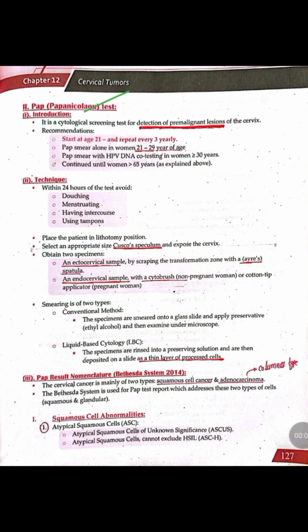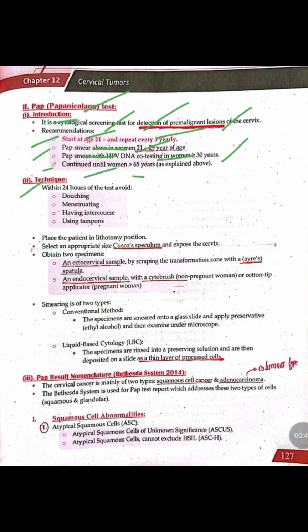So Pap smear is a cytological screening test, and it is done for the detection of pre-malignant lesions of the cervix. The recommended age for the Pap smear is 21 years. So this test should be started at the age of 21 years, and it should be repeated every 3 years. The Pap smear is done alone in women between 21 to 29 years of age, and the Pap smear should be done along with the human papilloma virus DNA testing in women more than 30 years of age, and it should be continued until the age of 65 years.